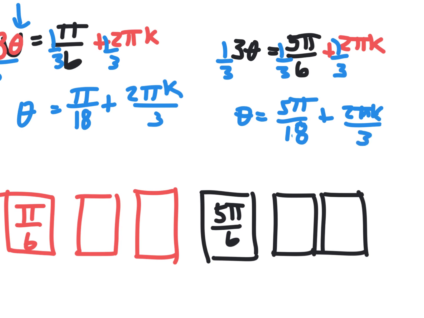But wait, I thought it was pi over 6. Well, I was wrong, because I hadn't solved for theta yet. So it's not pi over 6, just change the denominator to an 18. It was pi over 18 and 5 pi over 18. That was just an oops.